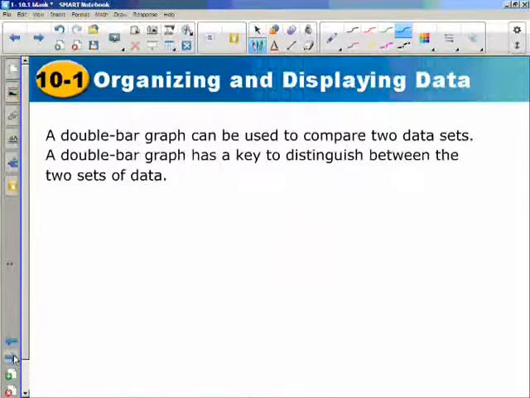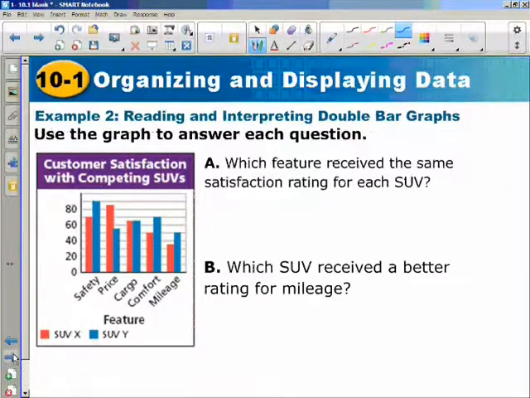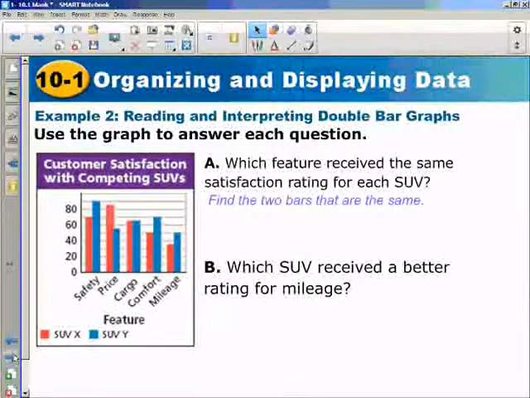A double bar graph can be used to compare two data sets. A double bar graph has to have this key so that we know which data set we're comparing here. So if we look at two sport utility vehicles, SUVs, and want to compare 5 different categories, which feature received the same satisfaction rating for each SUV? And there we're going to look for where the bars are at the same height. And it looks like the cargo space.